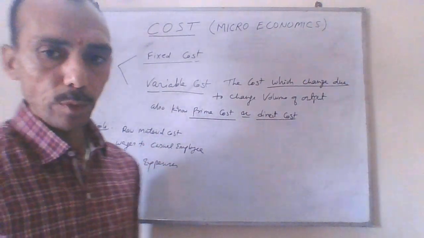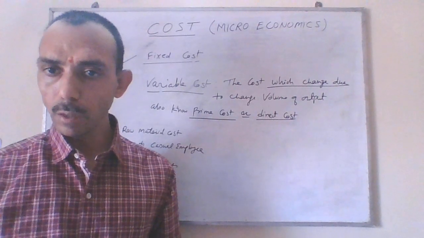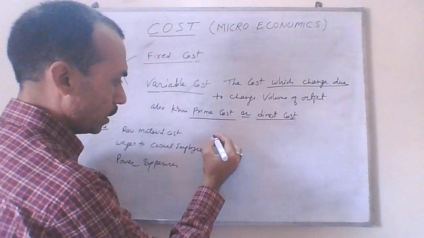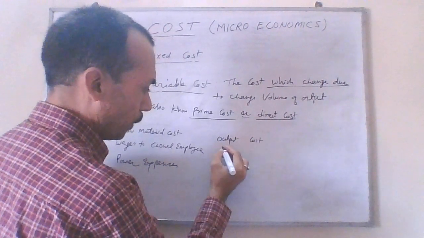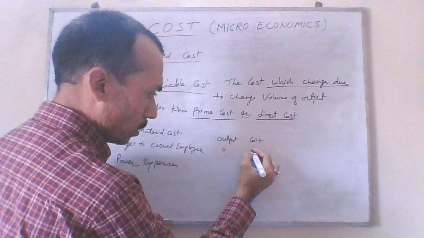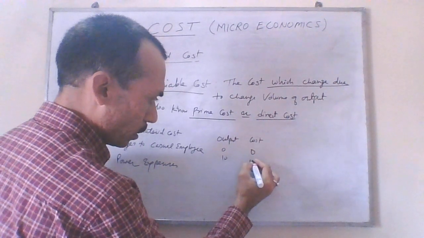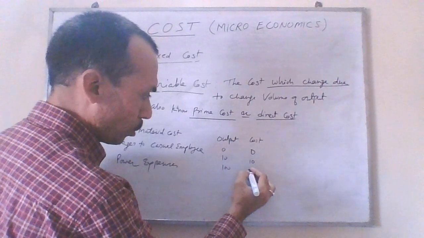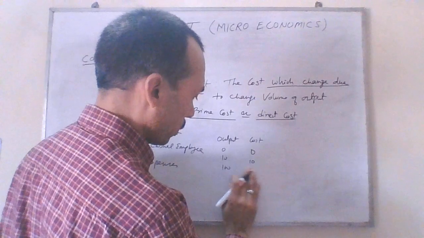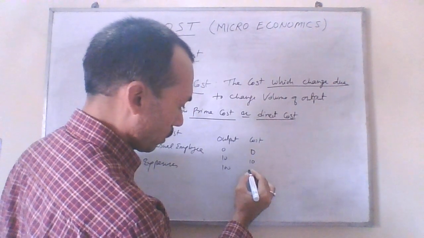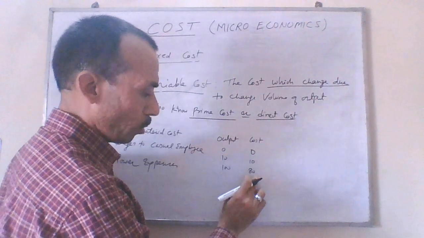These are some examples of the variable costs. Variable costs are those costs which change as the output changes. So this is the output, and this is your cost. When output is 0, cost is 0. When output is 10, cost is 10. When output is 100, cost is 100. So as the output goes up, your cost also goes up. When output is 10, cost is 10. When output is 100, cost is 80.